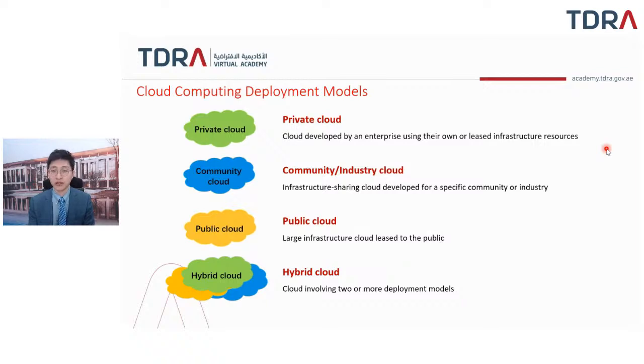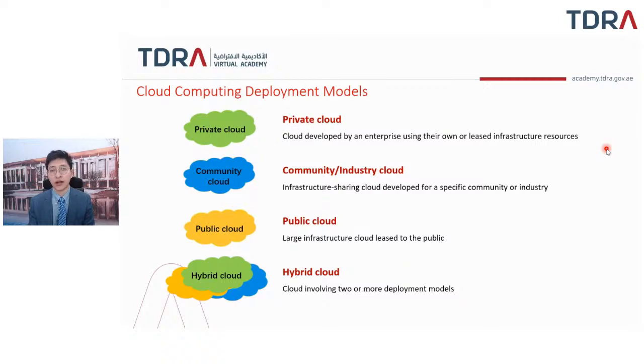And the community cloud is an infrastructure sharing cloud developed for a specific community. And the public cloud is a large infrastructure, not only for several enterprises or for only one enterprise, but for the public, so everyone can use the IT resources in it. And the hybrid cloud is a combination of two or more deployment models. For example, I already have a private cloud and I want to use some public cloud resources, and there is some relation between these two sides. We call this situation a hybrid cloud.